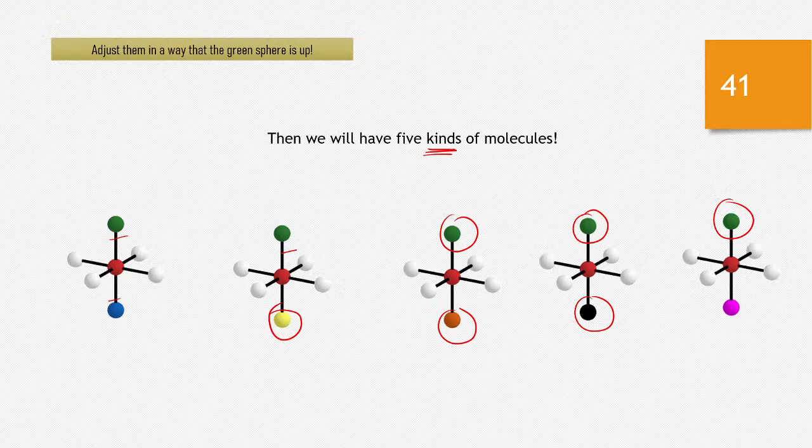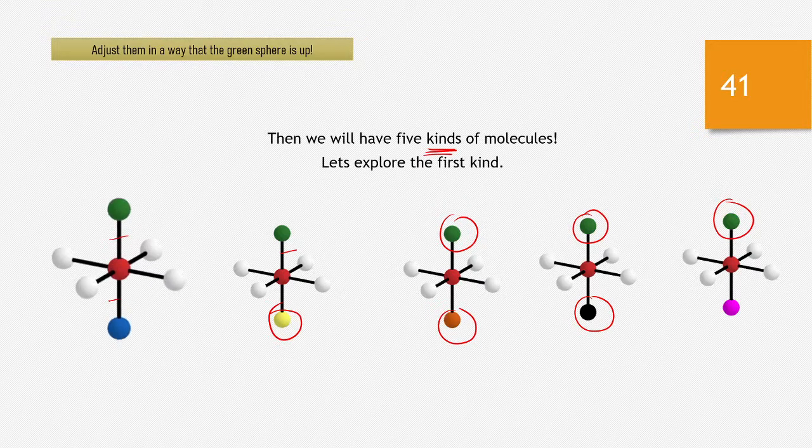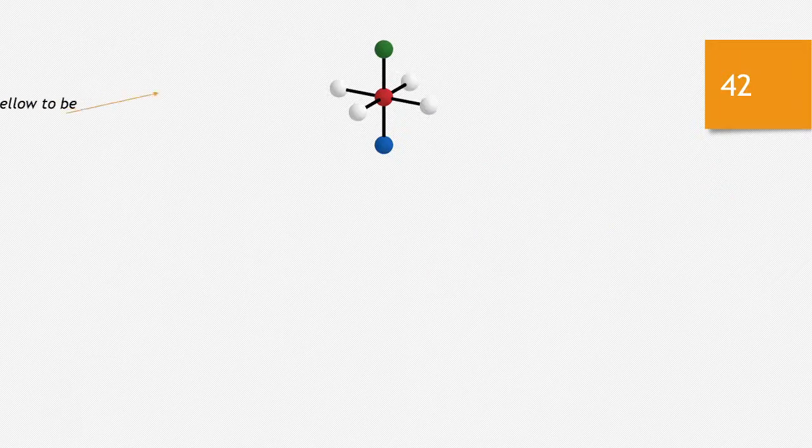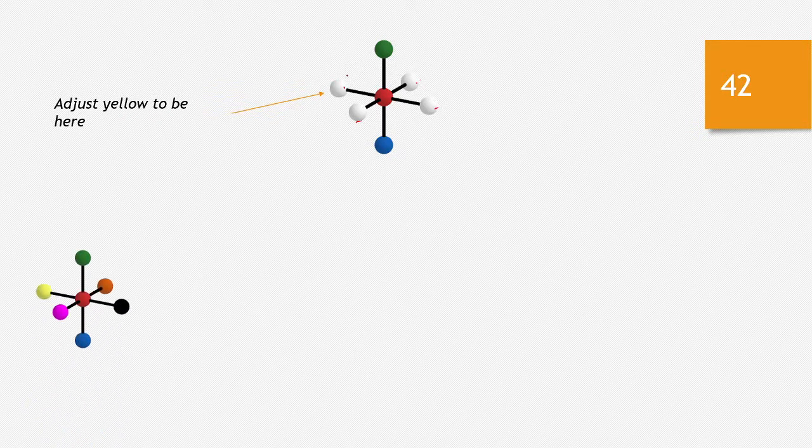Great. So we will have these 5 kinds of molecules. Let's explore the first kind, this one. In the first kind you will have yellow somewhere here, in one of these 4 positions. So I will then command to adjust the yellow to be here, and then the situation simplifies.